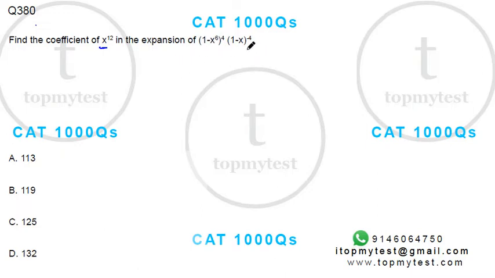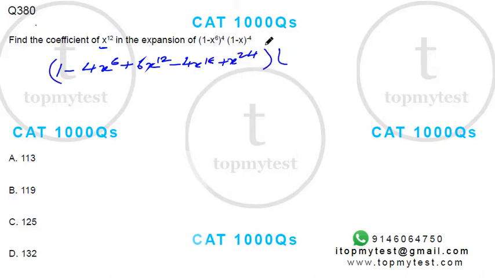Okay, so let's expand this. This will give you 1 minus 4x to the power 6 plus 6c2, which is 6, so 6x to the power 12 minus 4x to the power 18 plus x to the power 24, times an expansion of this, 1 minus x whole to the power minus 4. We can do the binomial expansion. Now to get x to the power 12, you need to multiply this coefficient with the coefficient of x to the power 12 here.